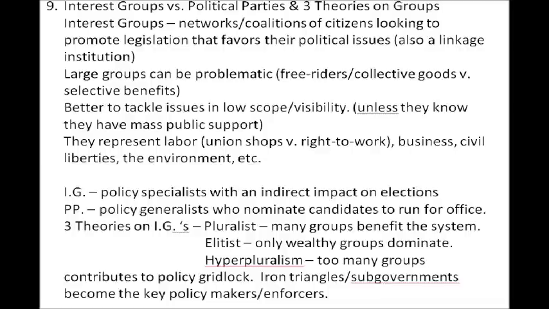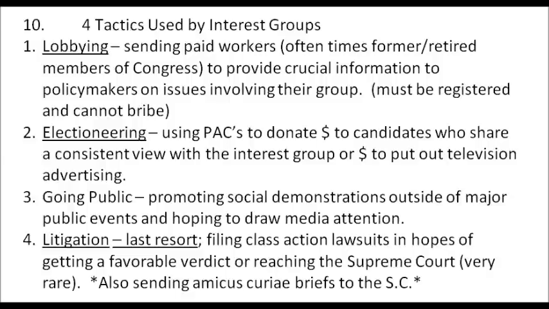Hyperpluralists also believe heavily in what is known as the Iron Triangle, or the sub-government, that states that the bureaucracy, congressional committees, and interest groups will work together only for each other's benefit. There are 4 commonly used tactics used by interest groups today to try to influence legislation. The first of which is known as lobbying, in which interest groups send paid workers to talk to members of Congress and try to provide them with vital information that could influence the way they vote on a particular bill.